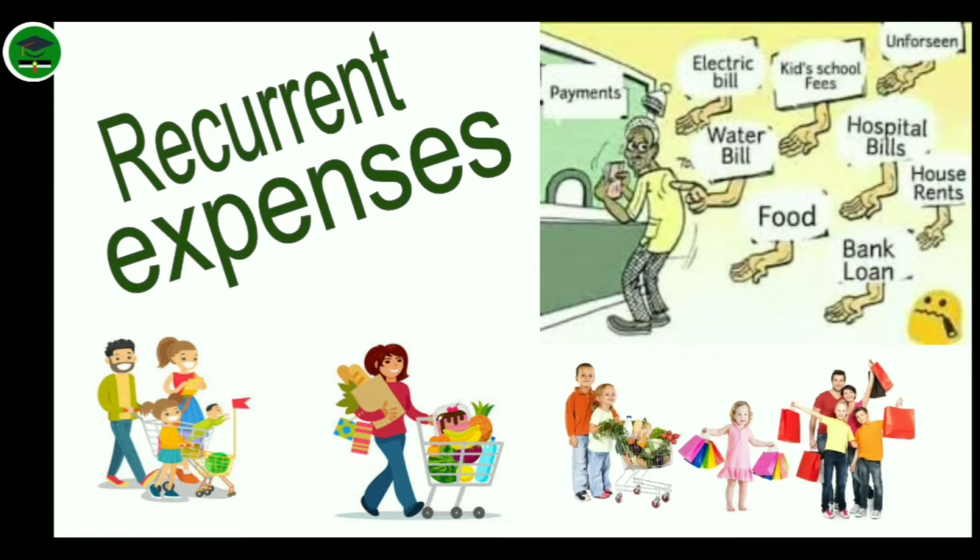For example, spending money on foods, clothes, medicine, transport, electricity bills. You can see there are several expenses on loans and on kids' school fees. These are recurrent expenses. The second one is capital expenses.